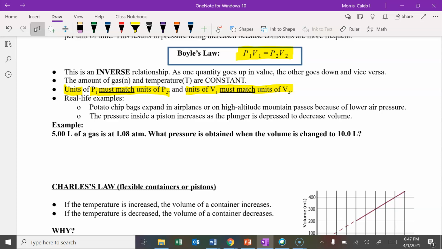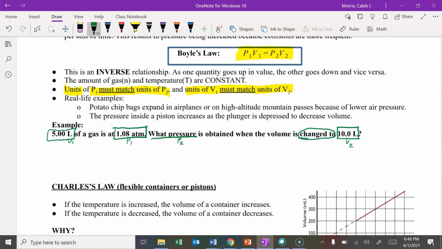Now here's a question that would be a word problem that we could solve using Boyle's law. So we can see that the volume in this problem is changing. I have volume given, and I have a second volume given. It changed to this volume. I also have a pressure given, and I'm wanting to know what the new pressure is. So we could recognize that this is V1, this is P1. This final pressure that I'm looking for is P2, this is V2.